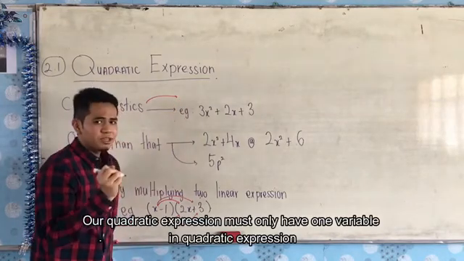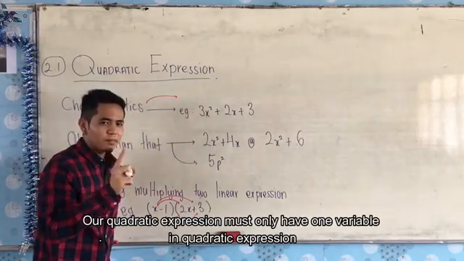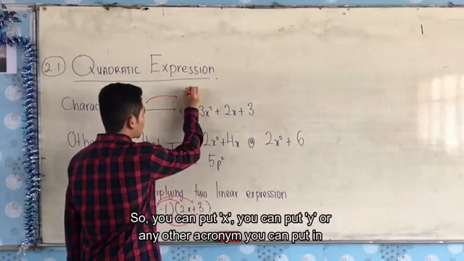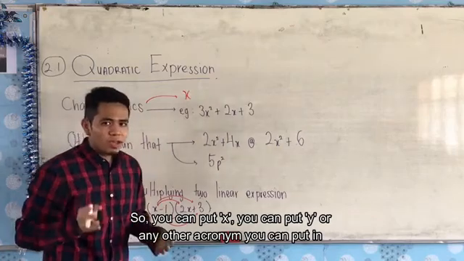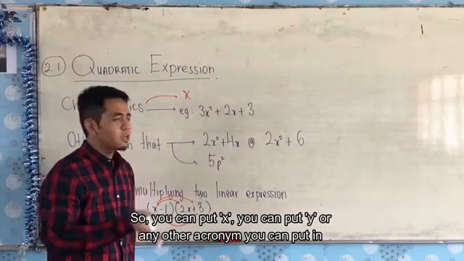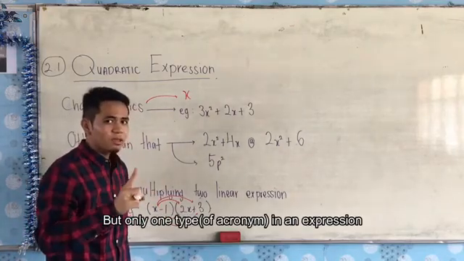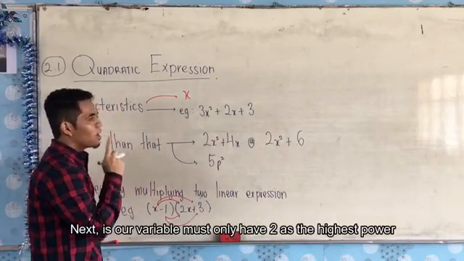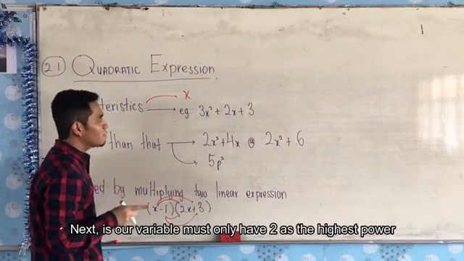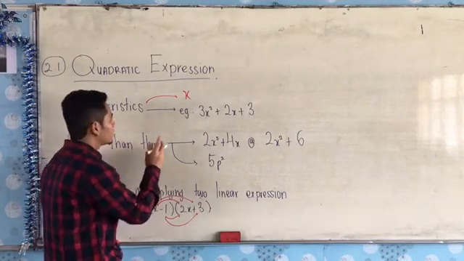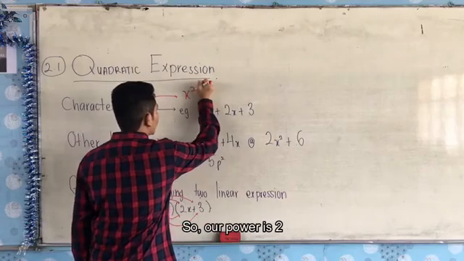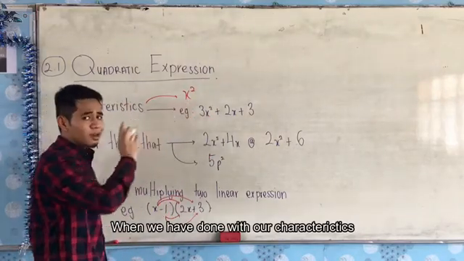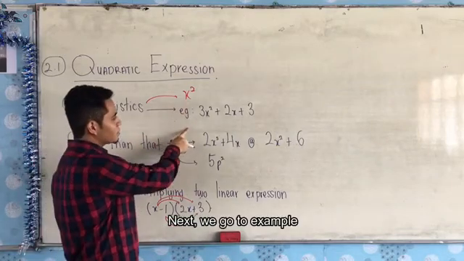Our quadratic expression must only have one variable. So you can put x, you can put y, or any other letter you want, but only one type in any expression. Next, our variable must only have 2 as the highest power. So our power is 2. When we have done with our characteristics, next we go to examples.